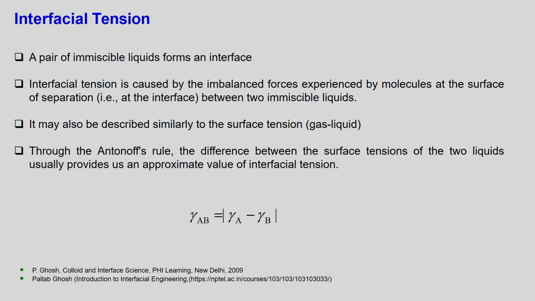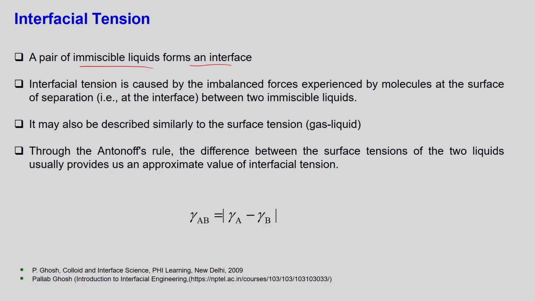So, what is interfacial tension? A pair of immiscible liquids usually forms an interface. So, if you have liquid 1 and liquid 2, it will form an interface. The interface may be very thin, on the order of a nanometer, but it has an important role, because at these points the molecules are attracted to the bulk as well as to the other liquid phase. The interfacial tension here is caused by the imbalance of forces experienced by molecules at the surface of separation. Here the surface of separation, earlier it was gas-liquid, is now liquid-liquid between two immiscible liquids.